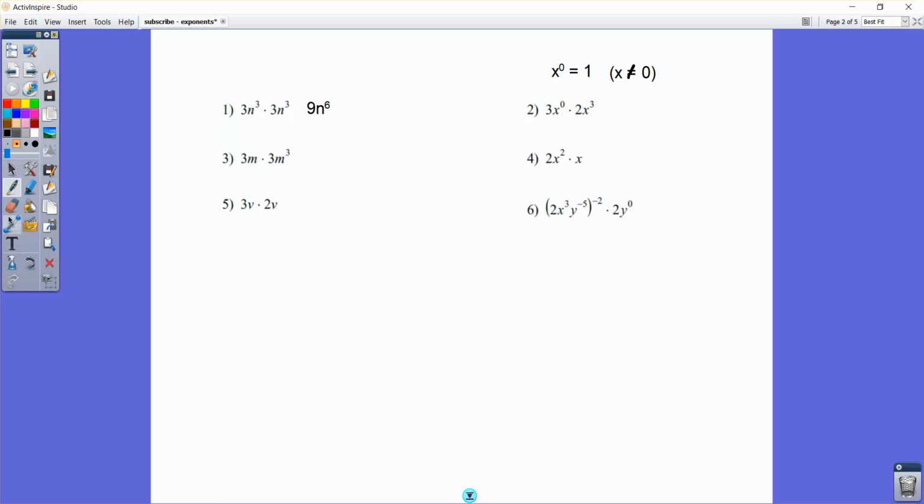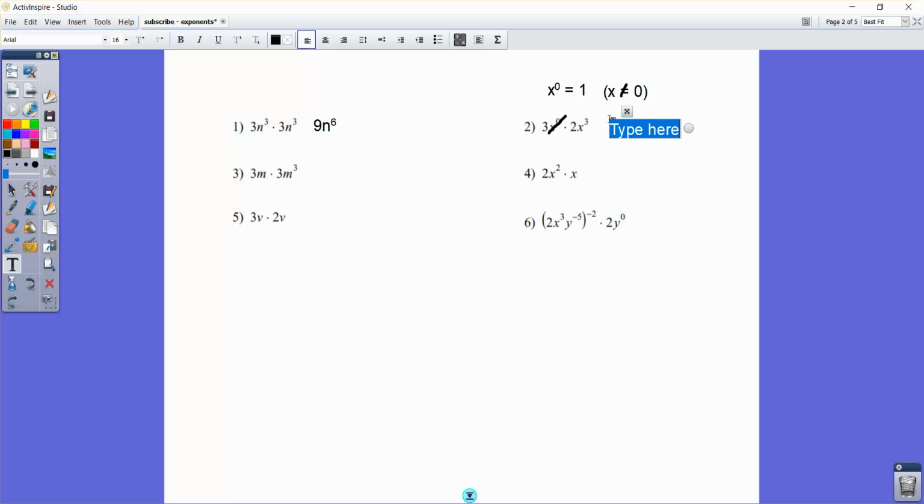Okay, so since that's the case, 3x to the 0th, well, that's going to be 1. So this will really just be 3 times 1, or just 3. So it would be 3 times 2x to the third. That means the answer is 6x to the third.